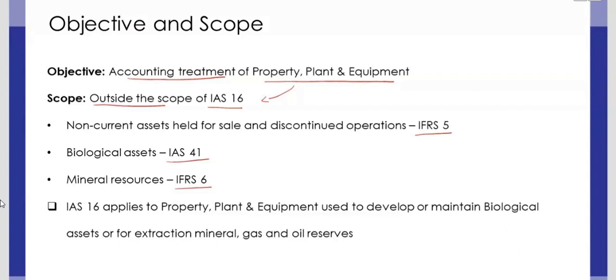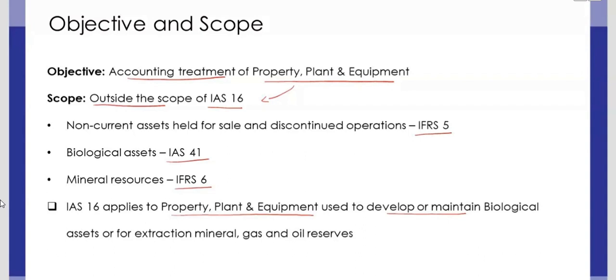Then, please do remember this next line, that any kind of property, plant and equipment. We've talked about 3 major standards over here, IFRS 5, IAS 41 and IFRS 6. So any kinds of property, plant and equipment which are used to develop or maintain these biological assets. So for example, you have an equipment for extraction of minerals, or you have a certain kind of equipment to manage your biological assets or agricultural related produce.